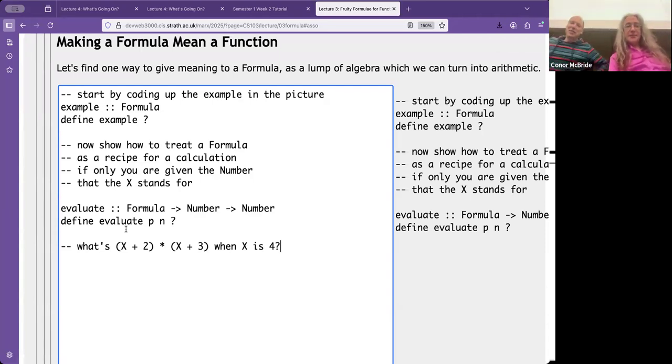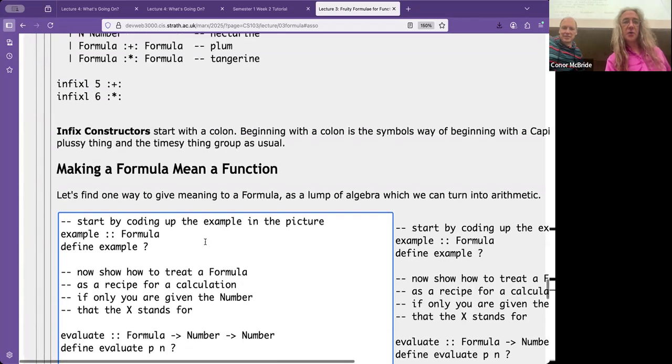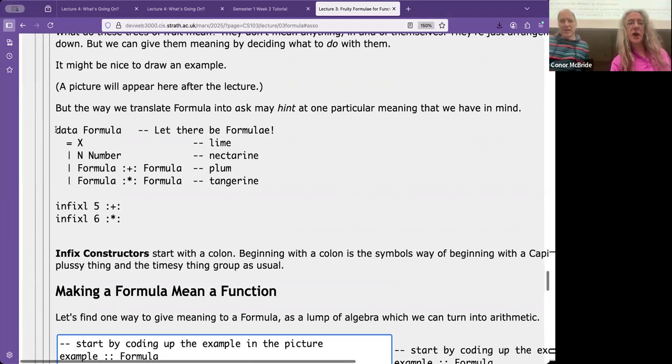So the point is that the formula just sits there being a piece of text, or rather, a structured thing. It's a recipe for a calculation that you're not ready to do yet because you don't know what the variable stands for. So the formula on its own, without an interpretation, is just data. All right? So this is how we represent this sort of thing using Ask.